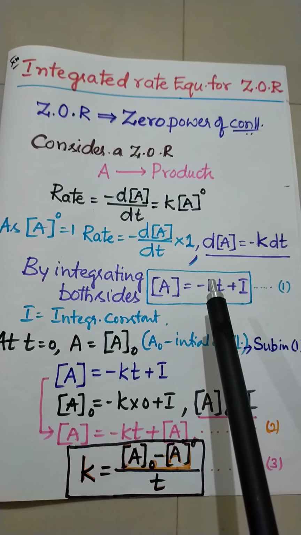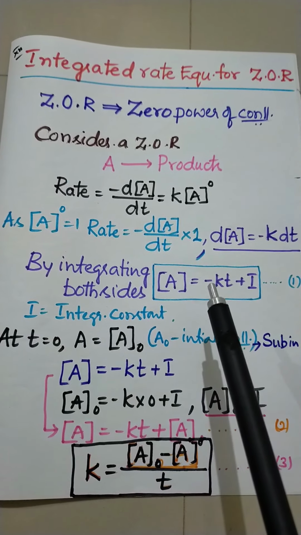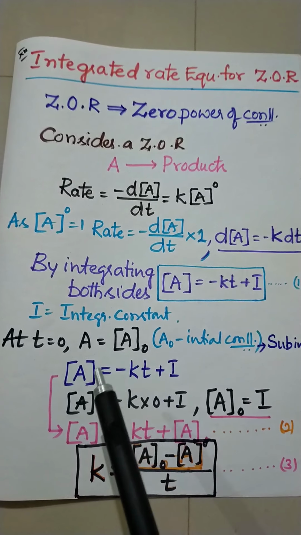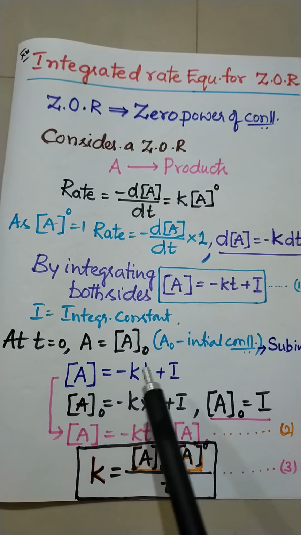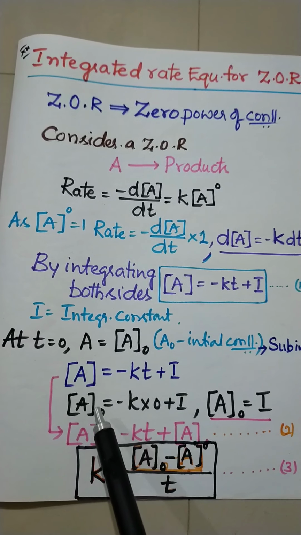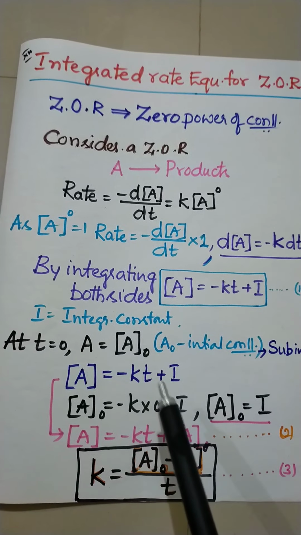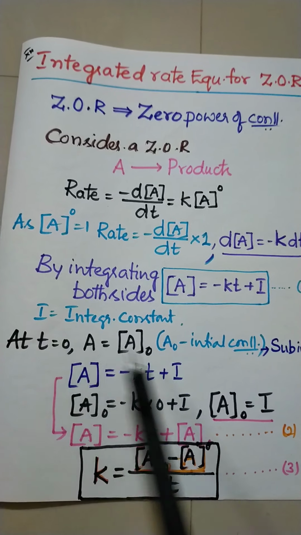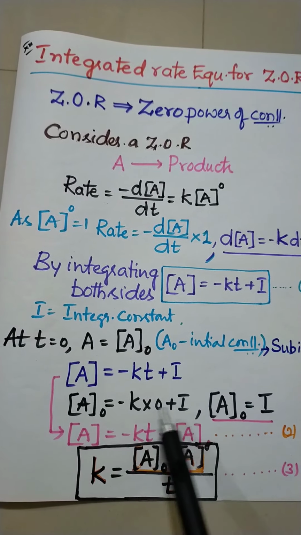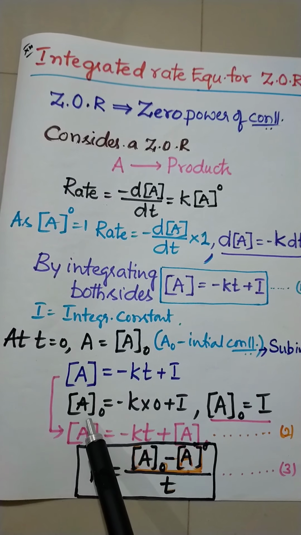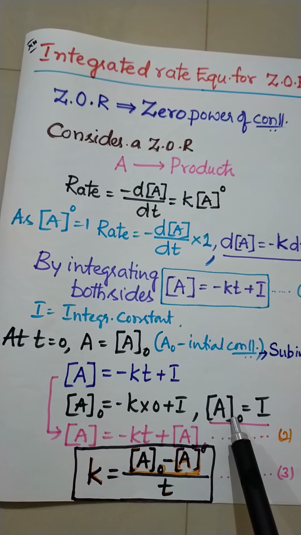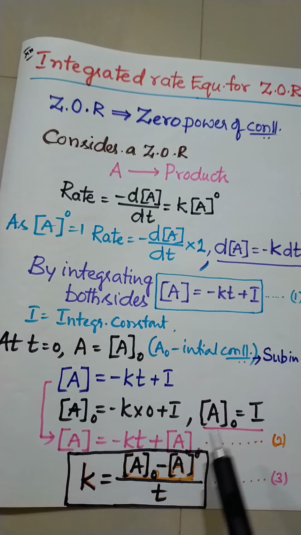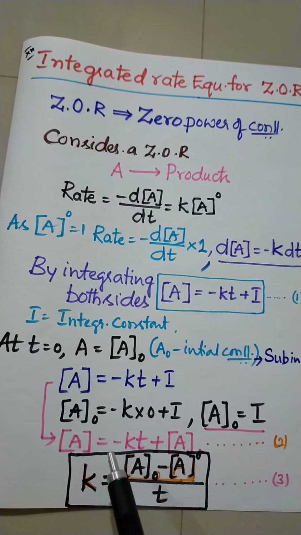So you may get confused, and in order to remove the confusion, I have written once again the concentration of A is equal to minus kt plus I. Substituting A equals A naught and t equals 0, A naught is equal to k into 0 plus I. Anything into 0 is 0, then I remains. So A naught, the initial concentration, is equal to I. Call this equation 2.